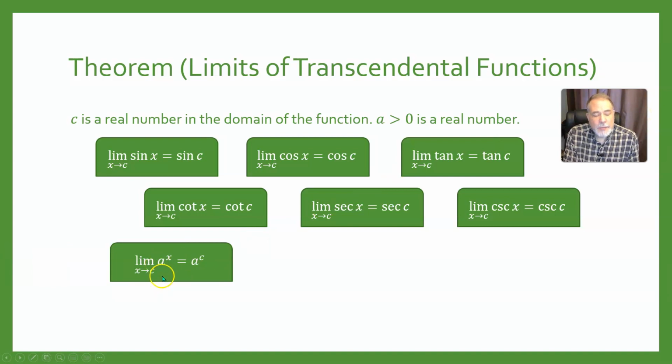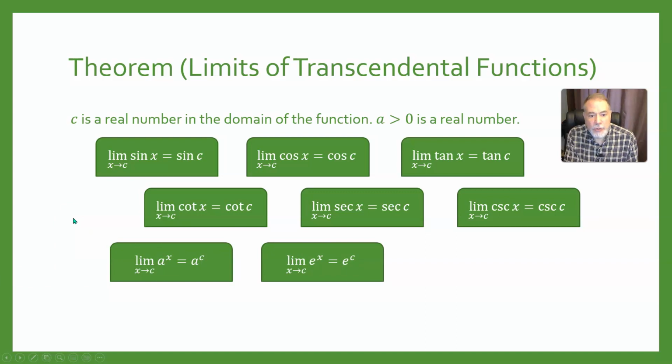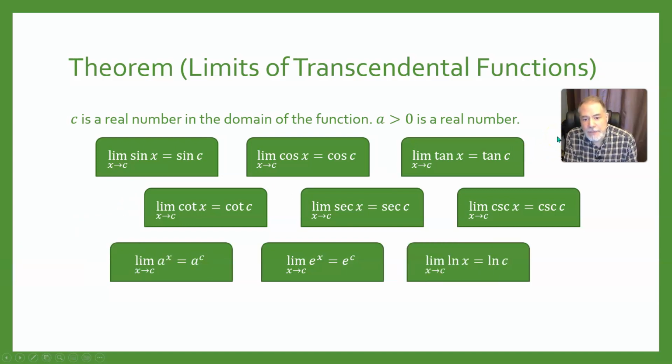The limit as x approaches c of a to the x equals a to the c. So this is about exponential functions, and probably the most famous exponential function is e to the x. So the limit of e to the x would be e to the c. And its inverse, the natural logarithm function, works like that. The limit as x approaches c of the ln of x equals the ln of c.